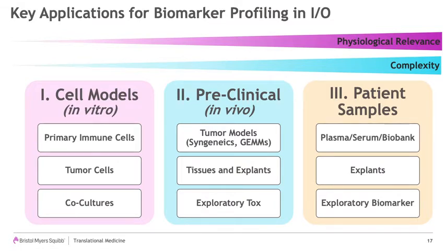The second type of experiments are in the preclinical or in vivo group, where we profile tumor models in animals, either in vivo or ex vivo, and also analyze samples from exploratory tox studies, often performed in cynomolgus monkeys for a particular drug candidate. The third category encompasses all types of patient samples.